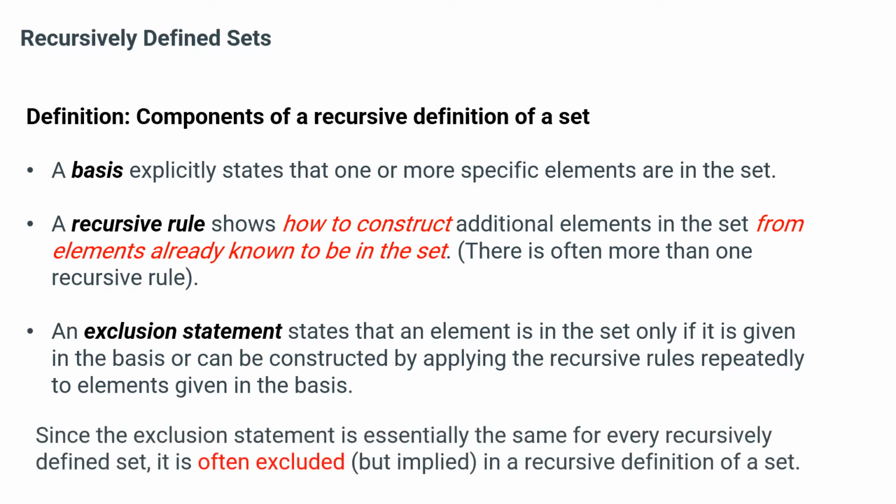And again, we'll see an example here real soon. But the last thing I want to say is that the exclusion statement is usually implied when we're defining sets recursively. So we don't usually say it. A lot of times we won't say, okay, anything that can't be constructed this way will not be part of the set. We'll assume that that's true. So a lot of times that exclusion statement won't be there. So it says here, since the exclusion statement is essentially the same for every recursively defined set, it's often excluded in a recursive definition of a set, but it is implied.